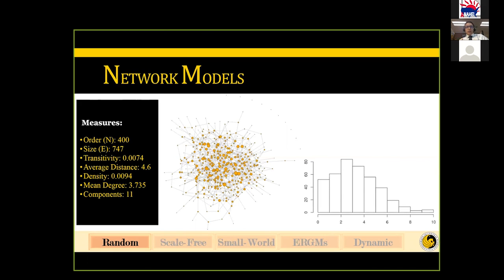The average distance to reach any node on this network is 4.6. As I said, the density is very low, and the mean degree is 3.73. So we have 11 components, 1 giant component in the middle, and then 10 nodes staying out of the network. And on this side, we have the degree distribution of this network. As you can see, it follows a Poisson degree distribution close to normal, with a little bit of skewness on the left, basically right skewed, sorry.